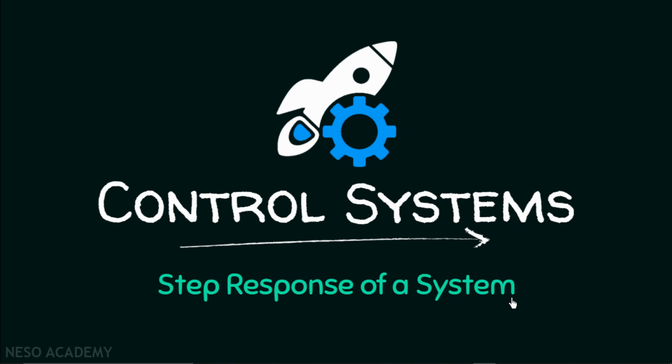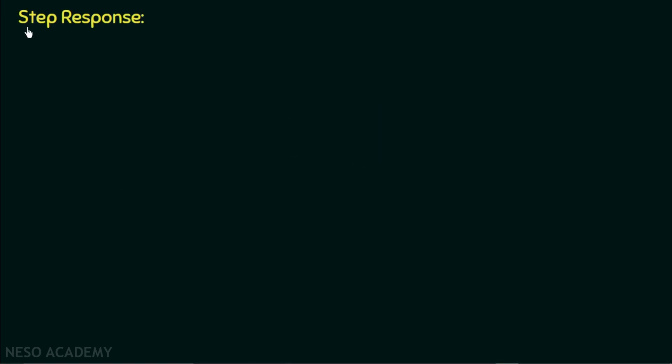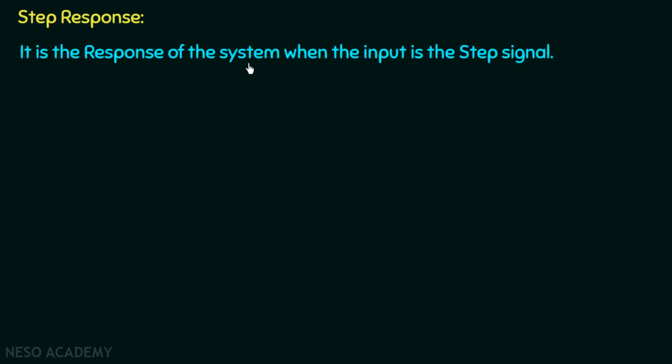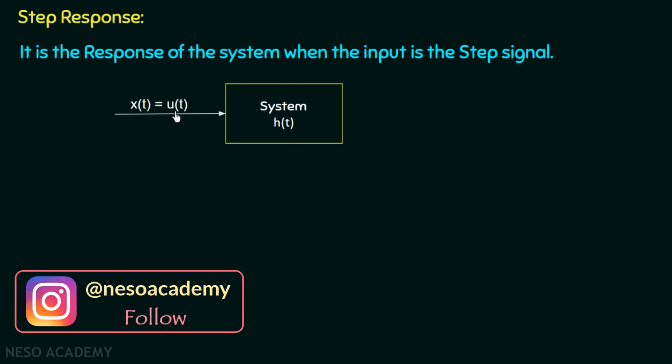So let's get started. Similar to the impulse response of a system, the step response is the response of the system when the input is the step signal. If we have a system with impulse response h(t), and if we give a unit step signal as the input to this system, then the output is called the step response.